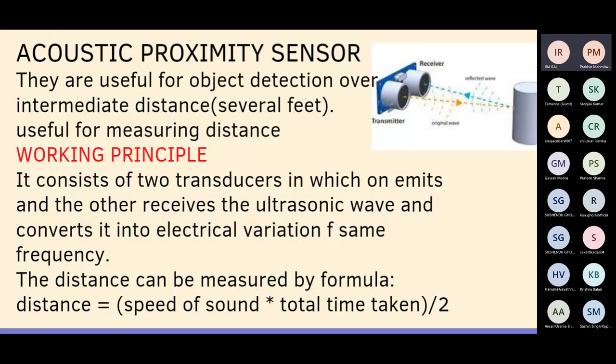So acoustic proximity sensor or ultrasonic. As you can see in this image, this is an ultrasonic sensor. They are useful for object detection over some intermediate distance, some feet.